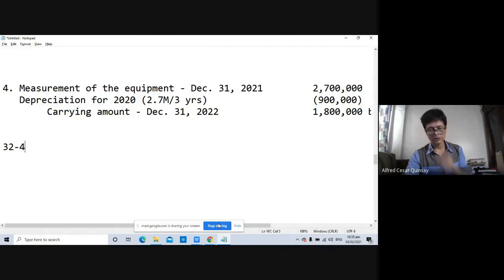And then watch the video on yung exploration, yung sa mineral resources. Exploration and evaluation of mineral resources, that's chapter 34. And yung leases, panuurin mo rin.